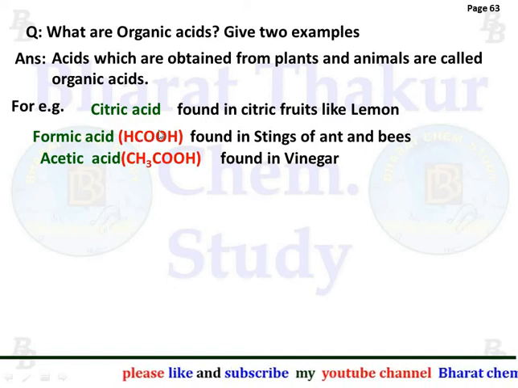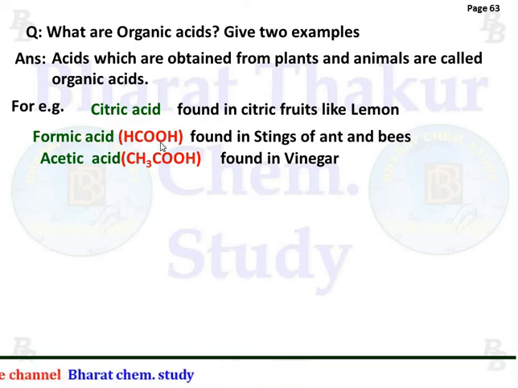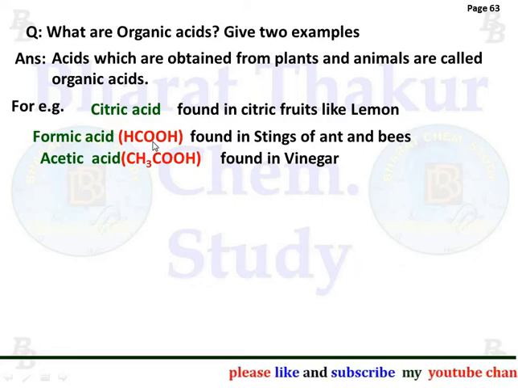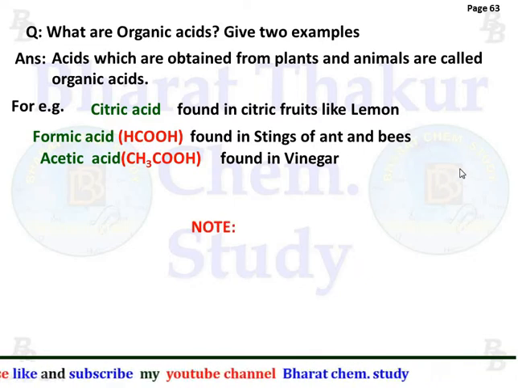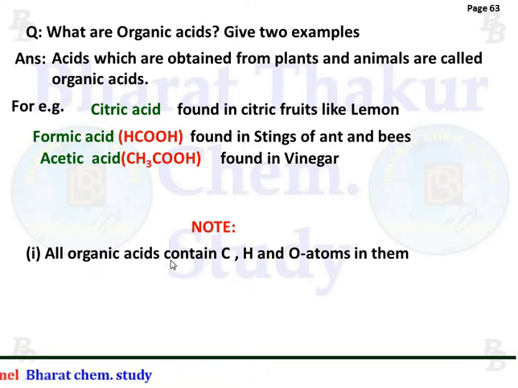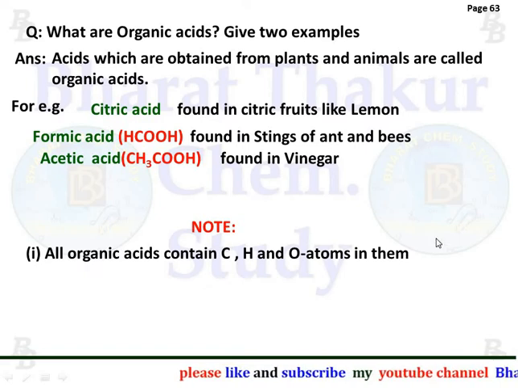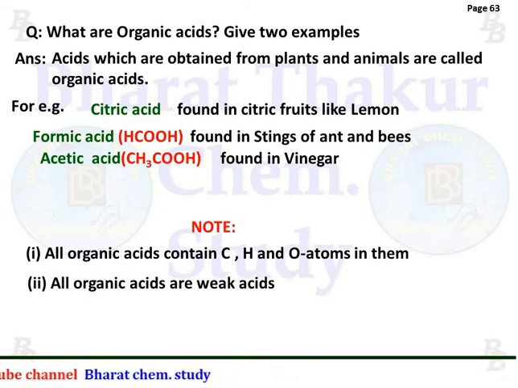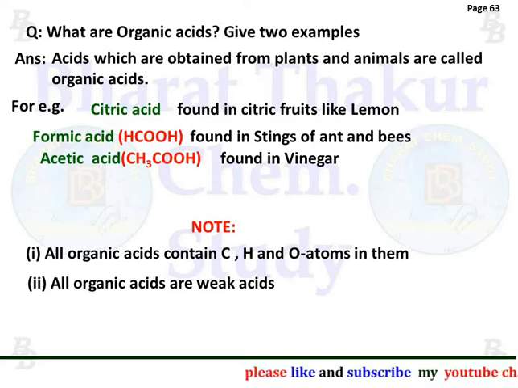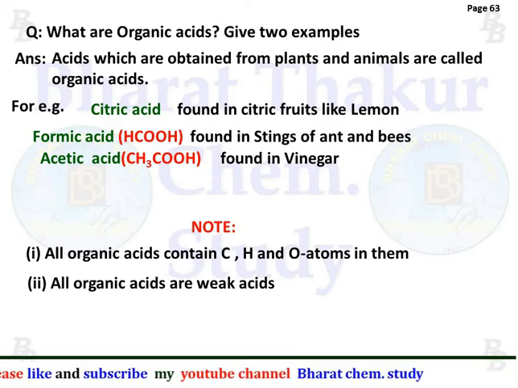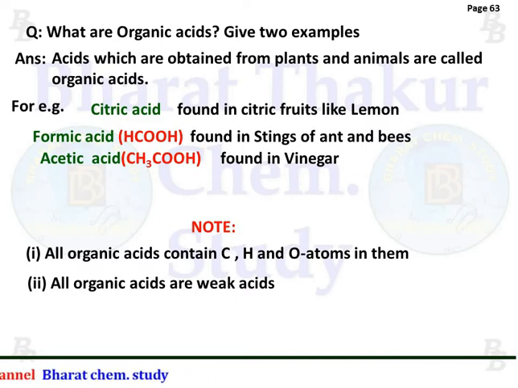From these formulas of organic acids, see clearly that they contain hydrogen, carbon and oxygen. So an important note is that all organic acids contain carbon, hydrogen and oxygen atoms in them, and all organic acids are weak acids. So they are not too harmful because they are very weak acids.